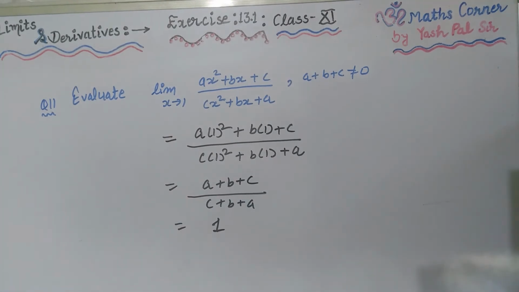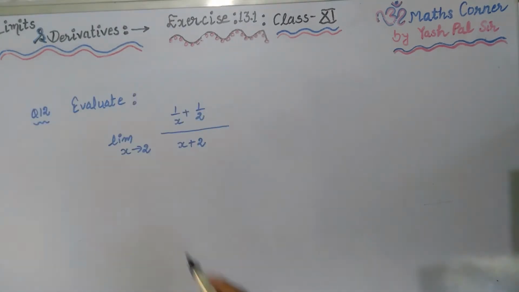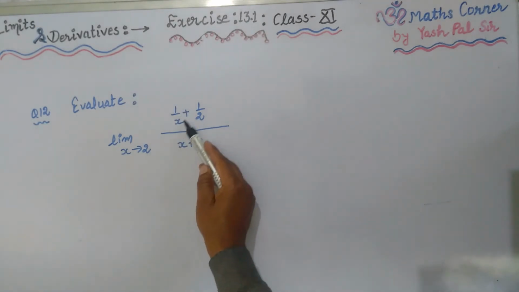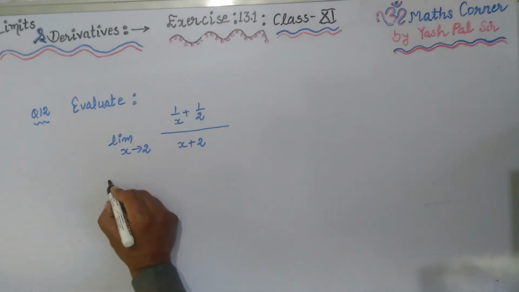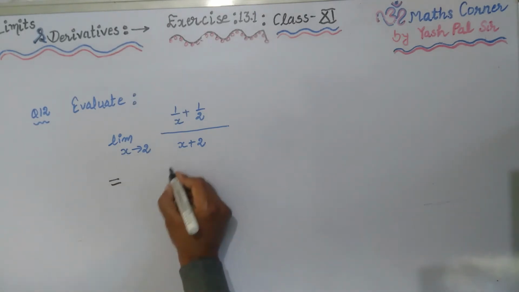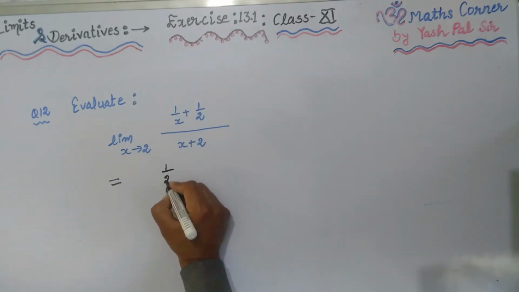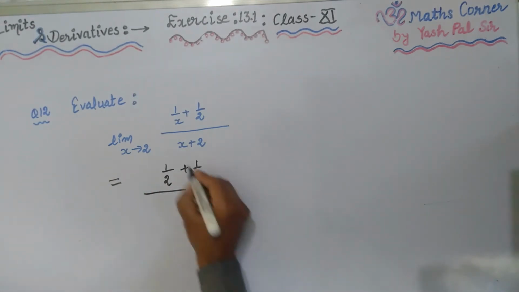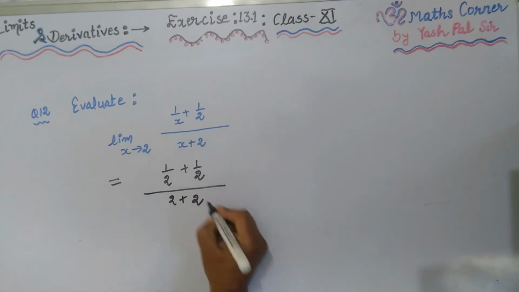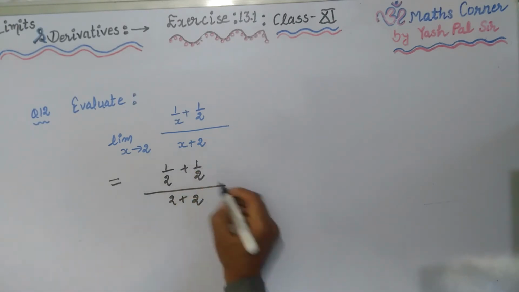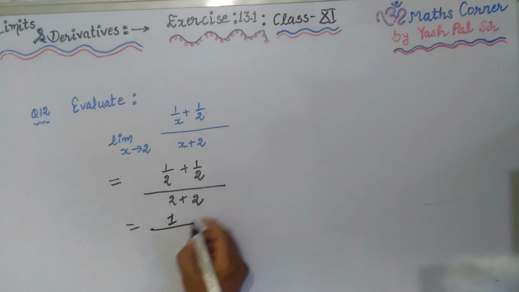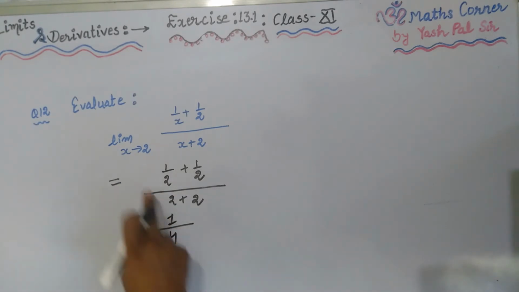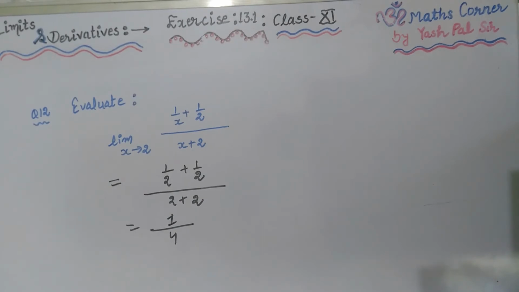Next, question number 12. Evaluate limit x approaches to 2, (1 upon x plus 1 upon 2) whole divided by (x plus 2). And the same thing what we are doing, directly we are substituting x is equal to 2 in the function. This becomes 1 upon 2 plus 1 upon 2 whole divided by 2 plus 2. So 1 upon 2 plus 1 upon 2, this is equal to 1. Half plus half is 1, and 2 plus 2 is 4. So 1 upon 4 is the limit of the given function. This is the answer.